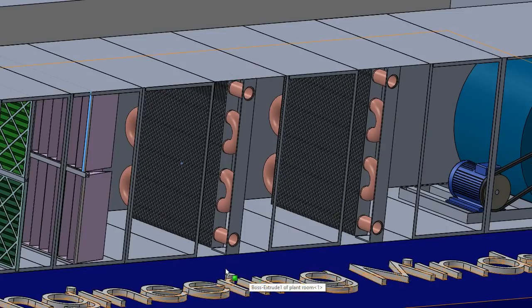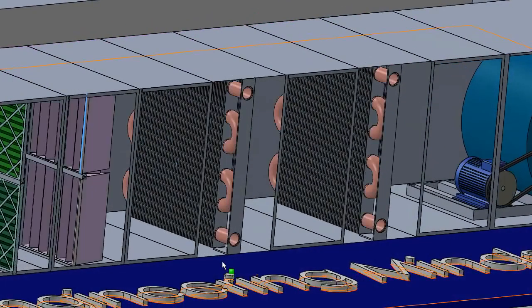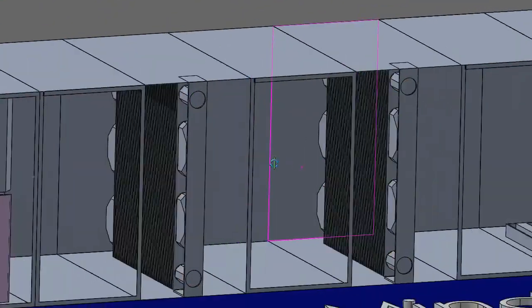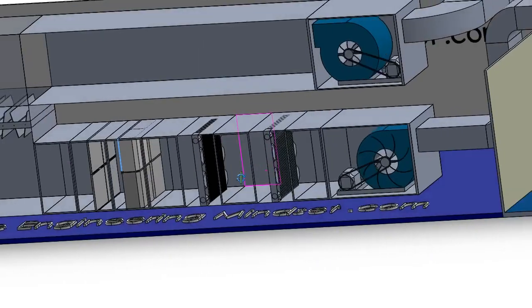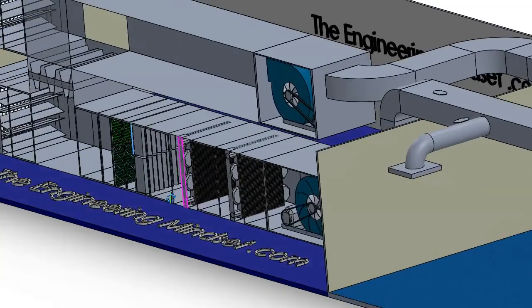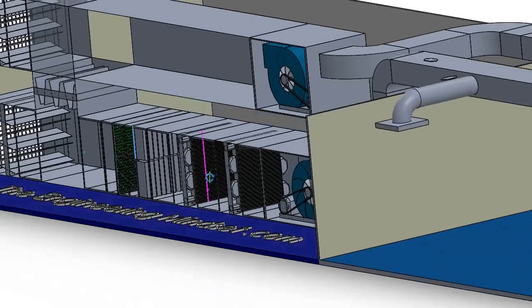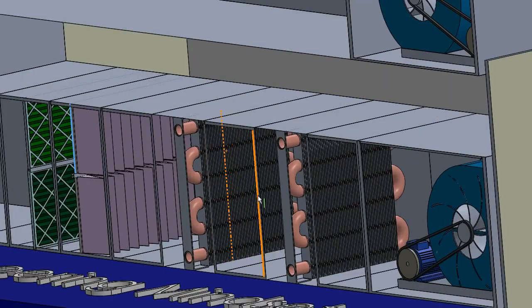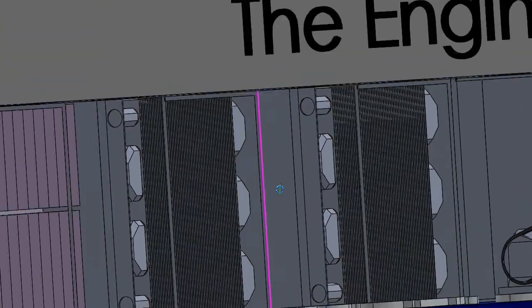Let's have a look at how the cooling and heating coils work. So if I change the view here, apologies, it's going slightly boxed as my RAM is starting to run out on this computer at the moment.